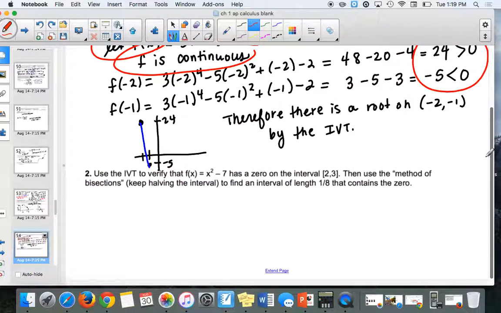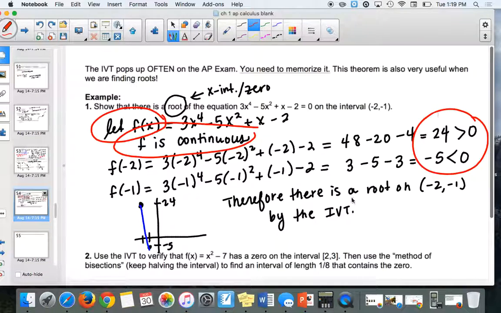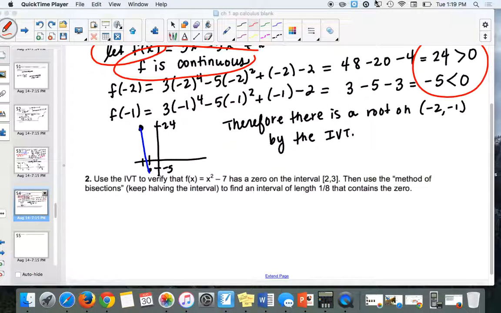All right, so it says use the IVT to verify that f of x equals x squared minus 7 has a 0 on the interval. Is this the last problem? I think it is. Oh, okay. Maybe we'll pause. You guys need to go on your break. We'll pause.